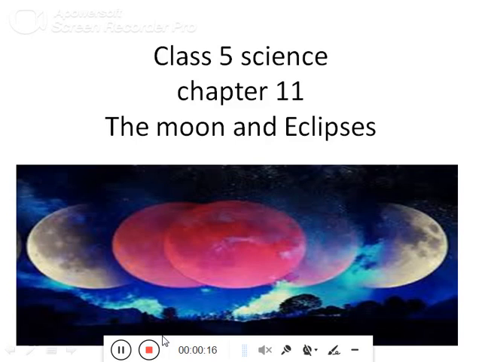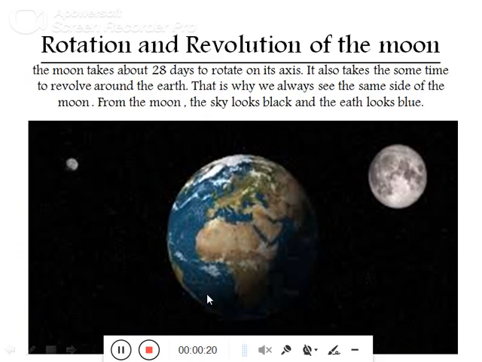So let's start with the moon and the eclipse. First we will take the rotation and revolution of the moon, and that is how much time a moon takes. What is rotation? When the moon revolves around its own axis. And what is revolution? When the moon is revolving around the sun. The moon takes about 28 days to rotate on its axis. It also takes the same time to revolve around the earth. See, it's taking the same time, so that is the reason why we see the same side of the moon.